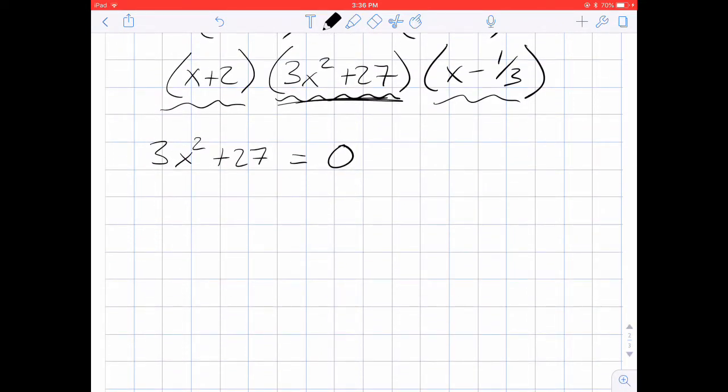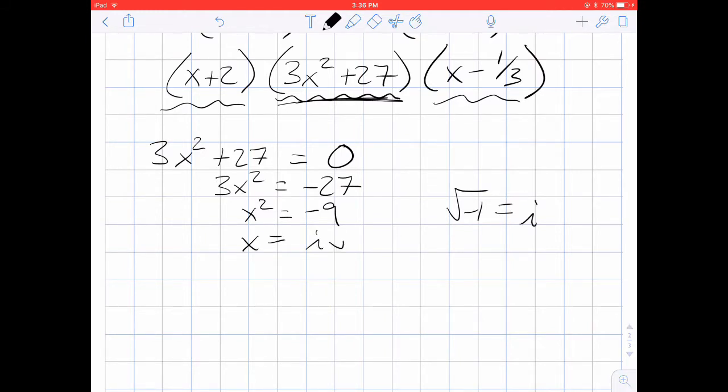It's an irreducible quadratic, but I can solve it by subtracting 27 and then dividing by 3, which will get me a -9. Then when I take the square root of both sides, remember that when you take the square root of a negative number, that is i. So this is going to be i times the square root of 9, and we should have positive or negative anytime you take a square root. The square root of 9 is 3, so what I've got here is plus or minus 3i.